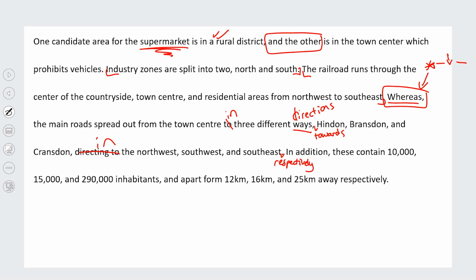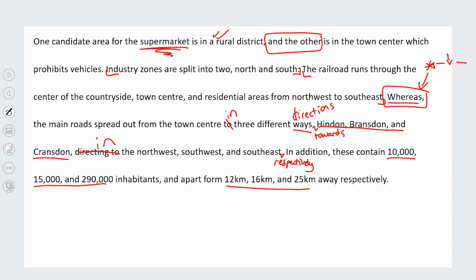So it's like they say, okay, that they compare the supermarkets, then they talk about industry, then they talk about railroad, then they talk about roads, then they list out the directions, they list out the towns, they list out the populations. So this is all fine, but this is all repeating to me information that's on the map. This candidate is doing a lot of repetition of information and relisting of information, and they're not really trying to make a wider point about it.